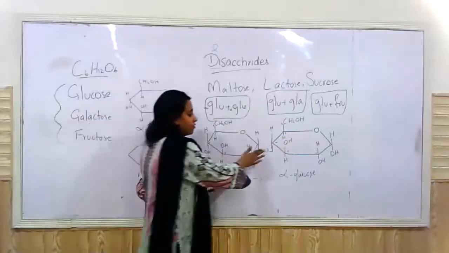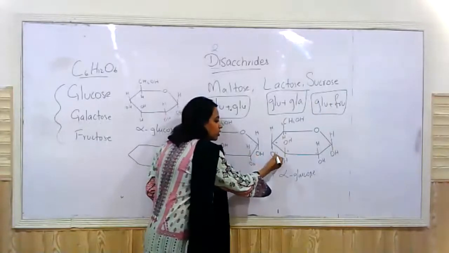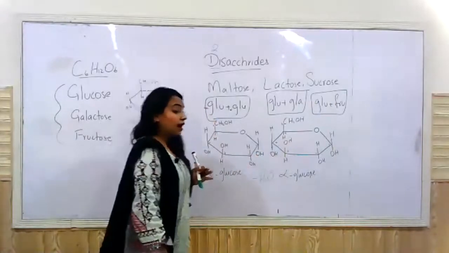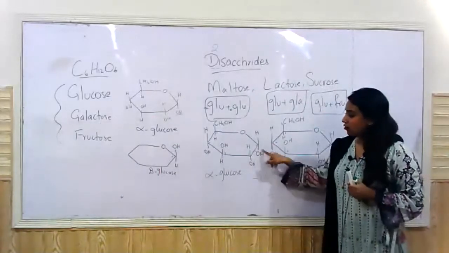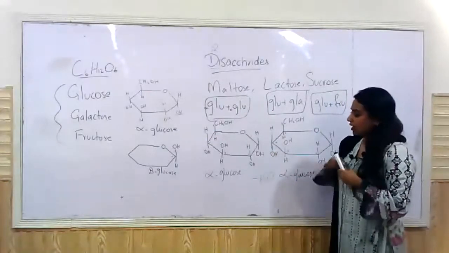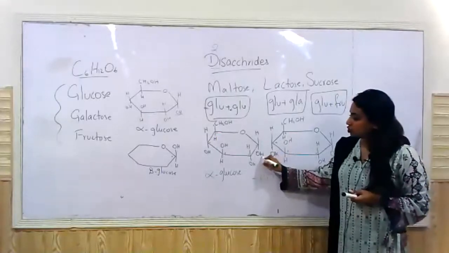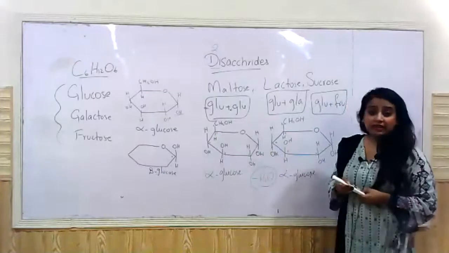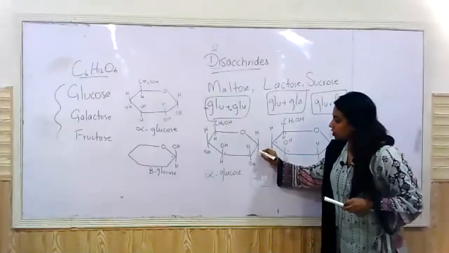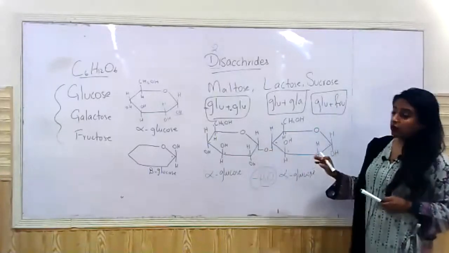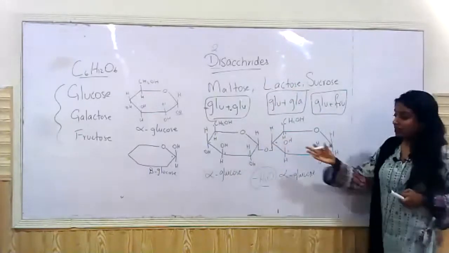I'll write it down again for you and let's do it again together. OH here and OH here. What happens? A hydroxyl group reacts with a hydrogen atom, right? From one side, hydroxyl will be removed, and from one side a hydrogen atom will be removed. H2O, water molecule, is eliminated, right? And the remaining oxygen forms a bridge between the two molecules, giving rise to a disaccharide termed as maltose. So this is how two alpha glucose molecules link together.